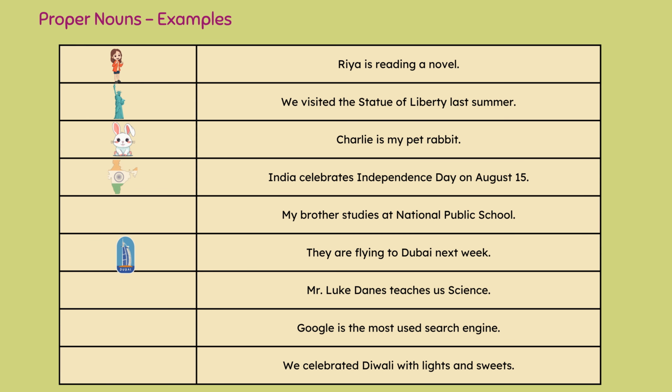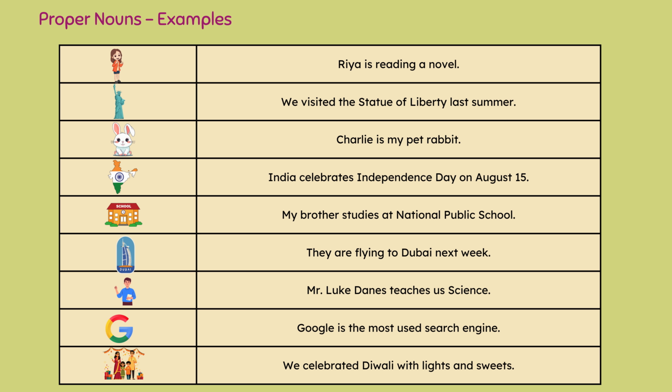Let's now look at some examples of proper nouns used in sentences. Ria is reading a novel. Ria is the specific name of a person. We visited the Statue of Liberty last summer. Statue of Liberty is the specific name of a monument. Note, Statue of Liberty must be capitalized. Charlie is my pet rabbit. Charlie is the specific name of a pet.